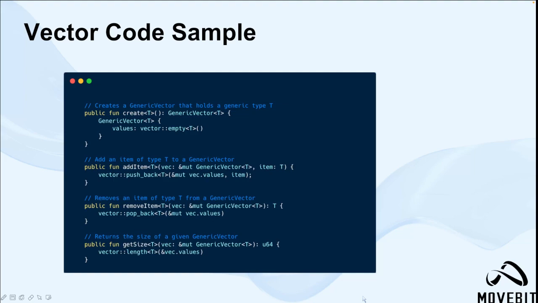Then we have the remove_item function. This function removes and returns the last item of type T from the generic vector. It effectively pops the last item from the vector. And also the get_size function. This function returns the size of the given generic vector of type T. All those functions provide basic functionality to manage a generic vector in a game context. Game developers, therefore, can use these functions to create, add, remove, and get the size of a vector containing any type of game-related data. It offers flexibility and convenience in handling collections of elements in the game's logic.